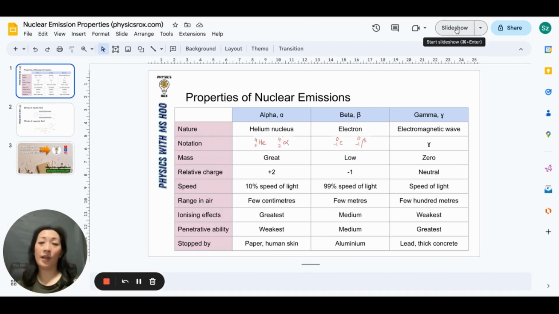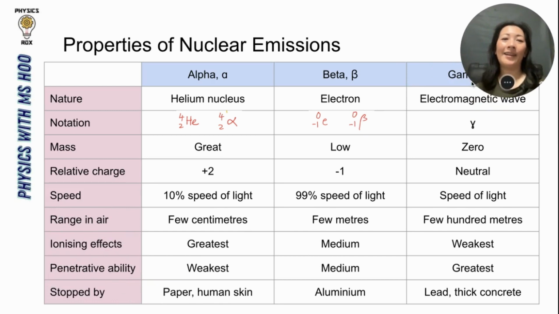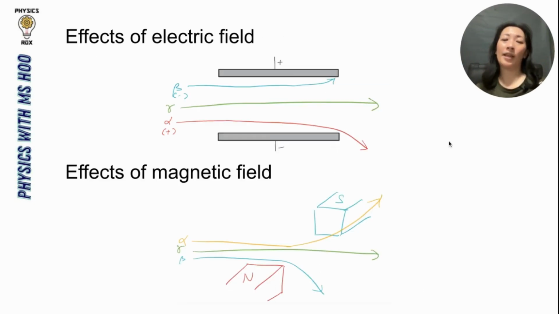So now, just to finish, I'm going to put this on full screen while moving my face out of the way. So these are the properties of alpha, beta, and gamma. And these are the deflections of alpha, beta, and gamma in electric and magnetic fields.